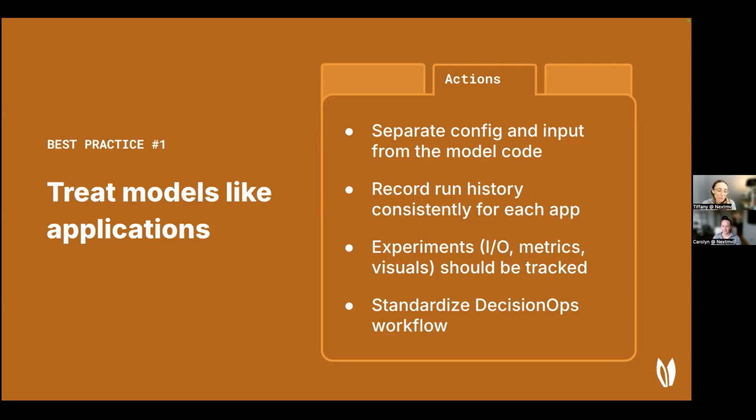And then third, experiments should be tracked, and not just the experiment itself, but all the input, output, associated metrics and visuals, and in a way that is searchable. So it's easy to answer the question of what happened last Tuesday. You can go through and really take those inputs and outputs and run experiments with them. And then finally, standardizing your decision ops workflow. So what does this look like? Pretty much every time you have a new model, you follow the same workflow. And Nextmove provides a free and open source framework for this. So we'll double click on all of these points throughout the talk, so I won't belabor them just yet.